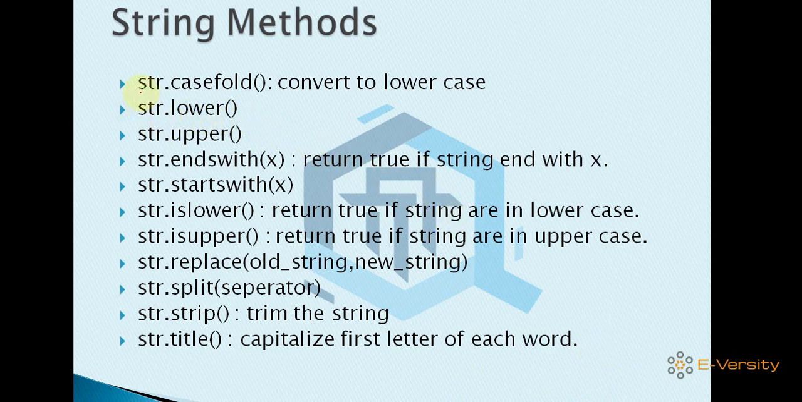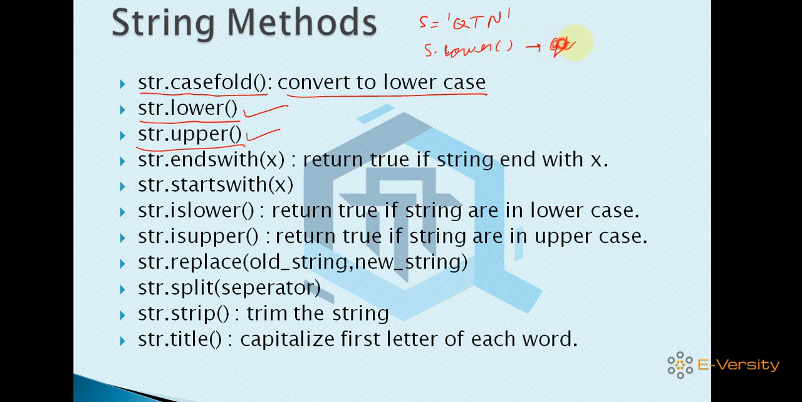Some other methods: str dot casefold is basically used to convert to lowercase. You can do the same thing by using the lower function. The upper function is used to convert to uppercase. So suppose we have a string s is equal to QTN, which is in uppercase. If I write s dot lower, the result is qtn.